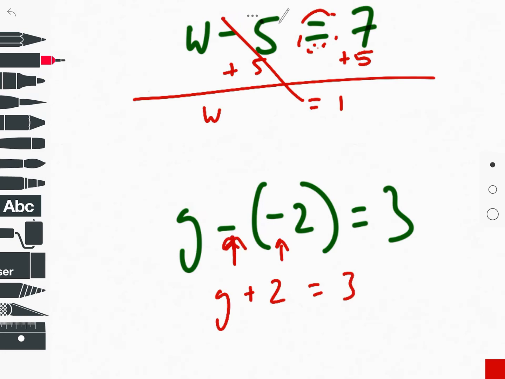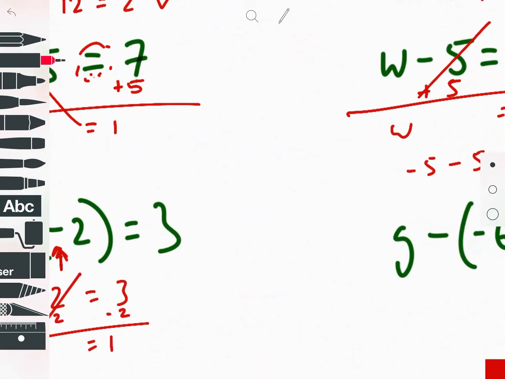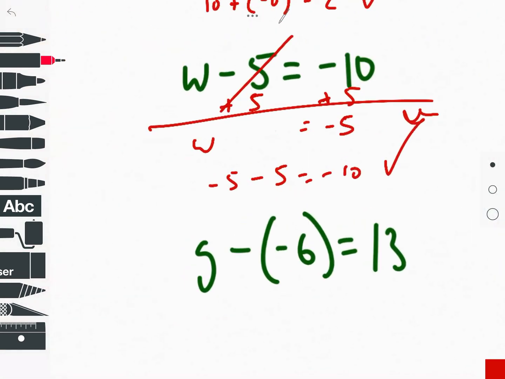The only way to take away debt is to add into it. So when you're subtracting a negative, it's like adding. So now I can see what to do. G plus 2 equals 3. I'm going to subtract 2 from both sides to zero that out. G equals 3 minus 2. I'm left with 1.